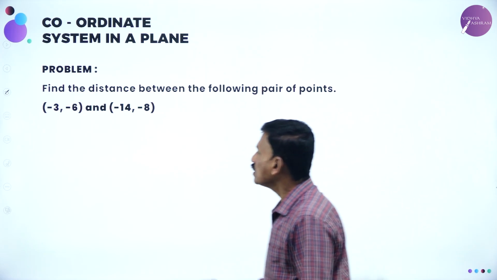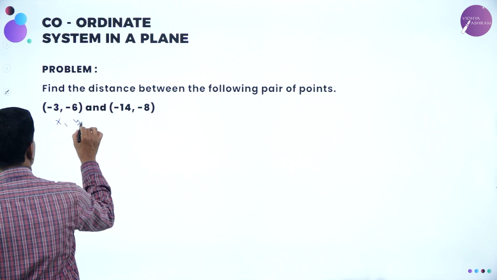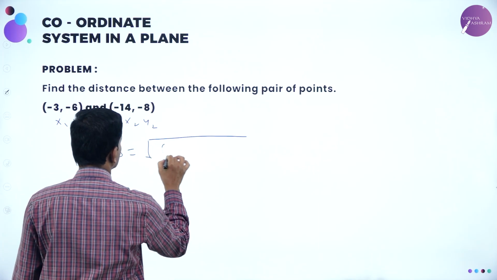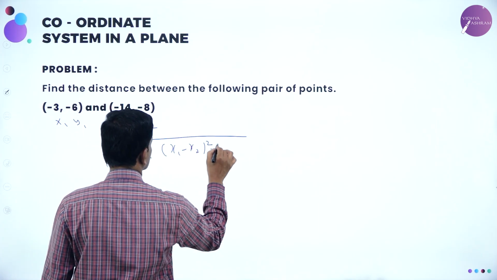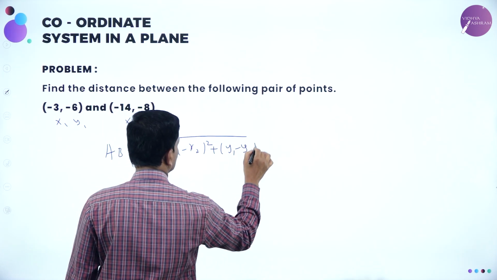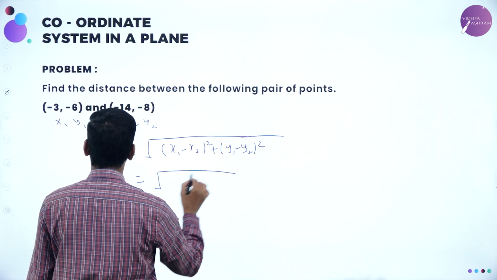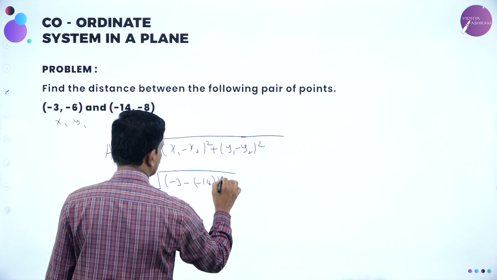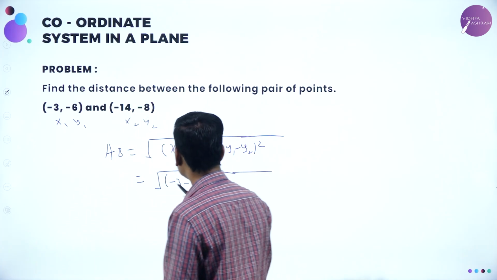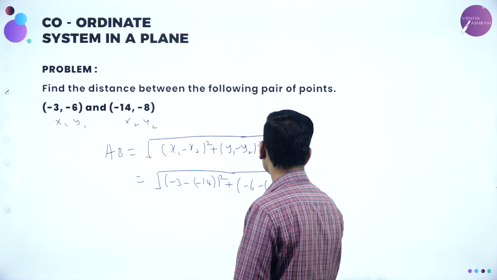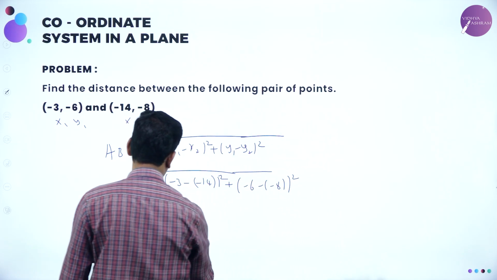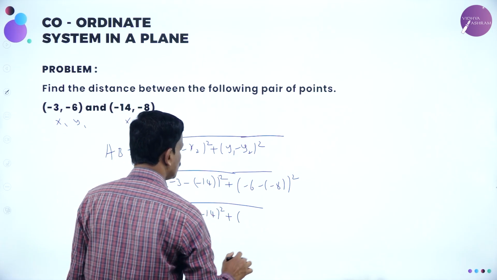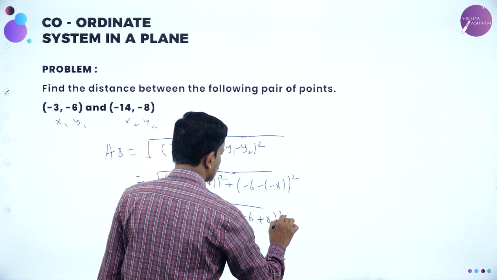Distance between the points. Now this is x1 comma y1 and this is x2 comma y2. What is the formula? AB is equal to root of x1 minus x2 whole square plus y1 minus y2 whole square. So this is equal to root of x1, which is minus 3, minus x2, which is minus 14, whole square plus y1. What is y1? Minus 6 minus of minus 8 whole square. So this can be written as root of minus 3 minus into minus plus 14 whole square plus minus 6 minus into minus plus 8 whole square.